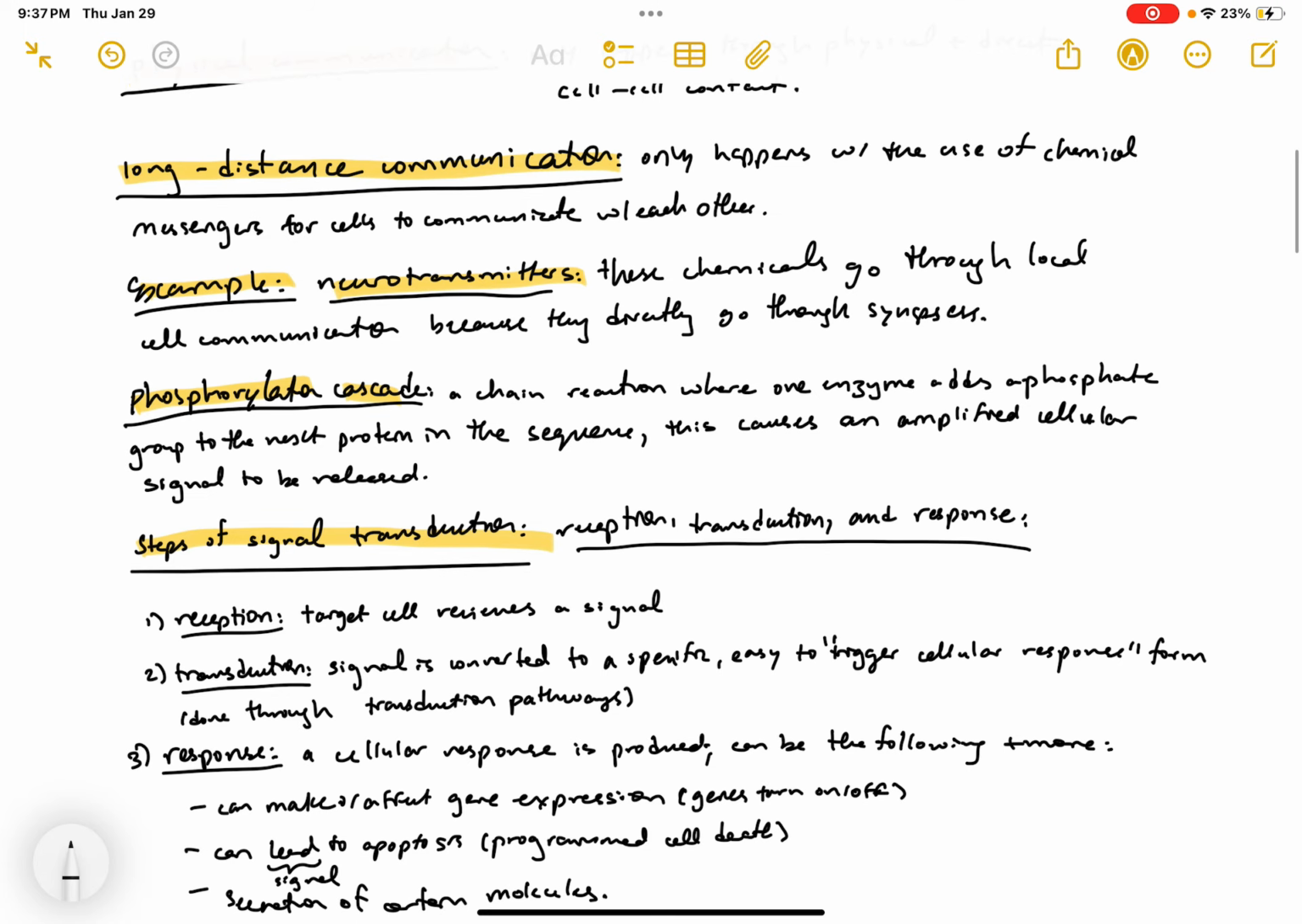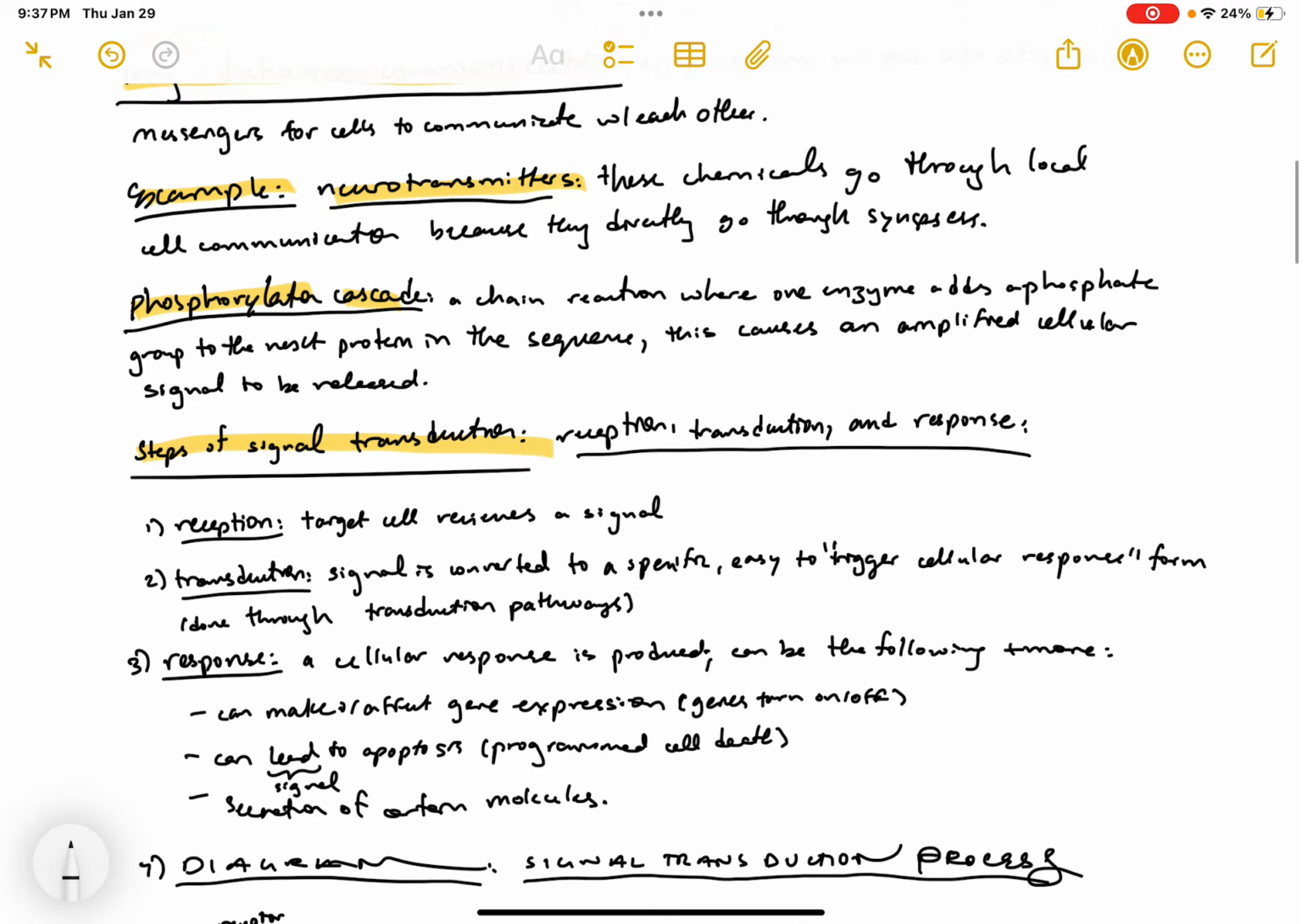So the third step in this process is response, obviously. So a cellular response is produced, and that can affect gene expression. So what I mean by gene expression is genes turning on and off. It can also signal to apoptosis, so programmed cell death. It can signal for a cell's death, basically. And it can also signal for the secretion of certain molecules in our body that may be needed or may be necessary at certain states or times.